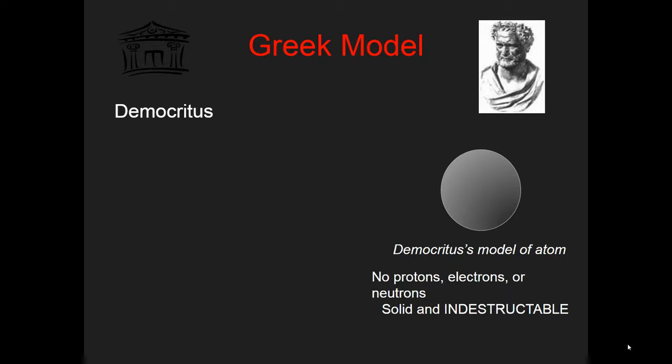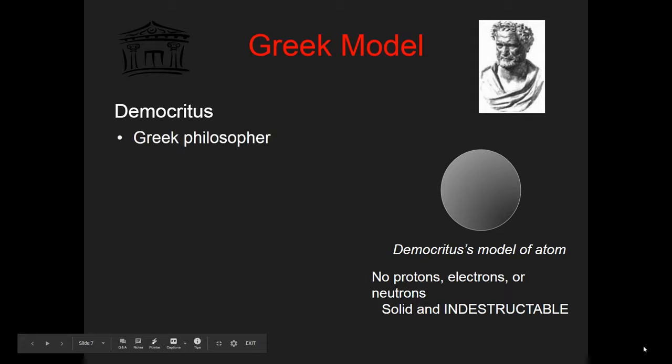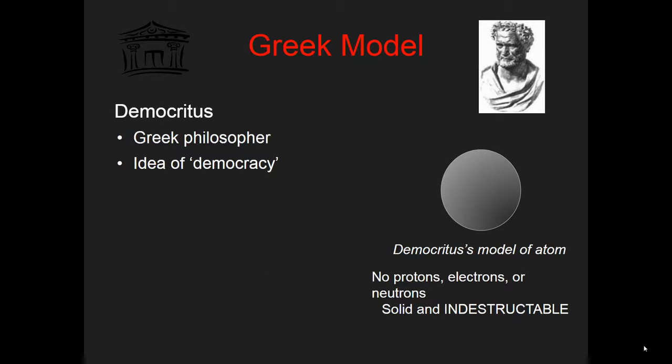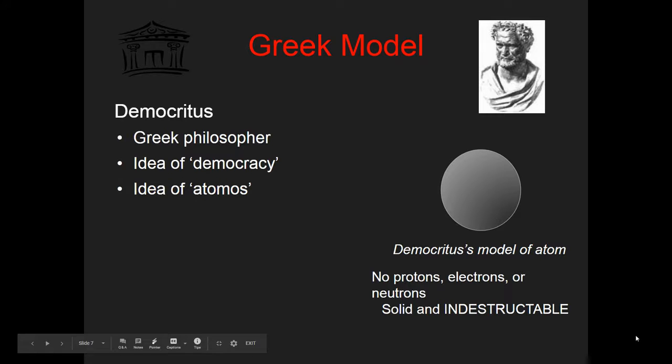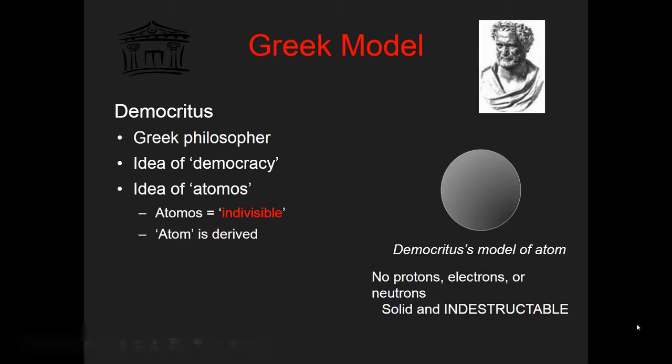The first person we want to talk about when we go back to ancient Greece is Democritus. Democritus is a very important philosopher during this time period, and he comes up with the idea of democracy, but that's not what we're going to be talking about in chemistry. His idea of the atom, or atomos, is what we want to talk about. Basically, he said that matter is composed of individual atoms, which cannot be divided, and we got the term atom from him. So he's the person that created this word that we carry on today.